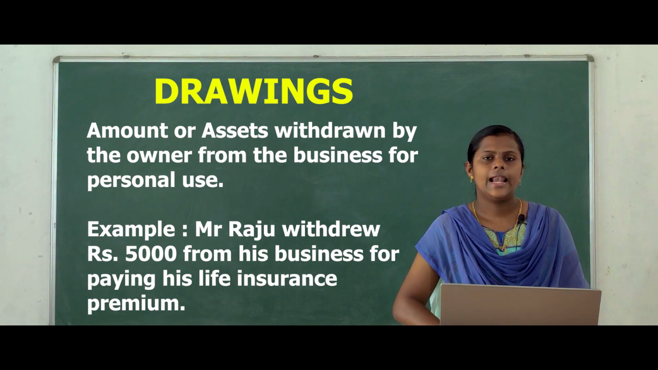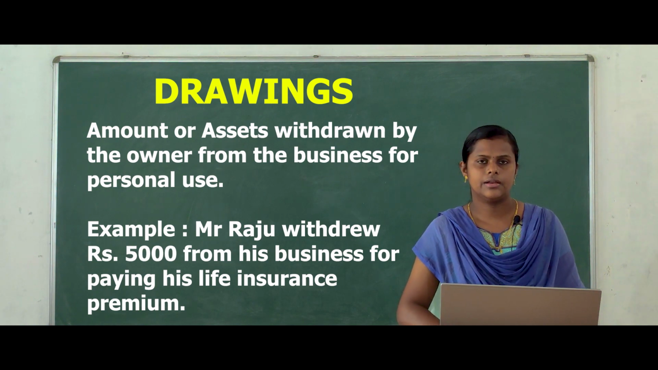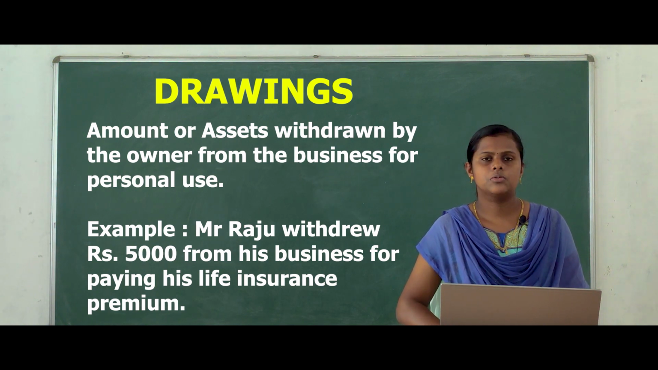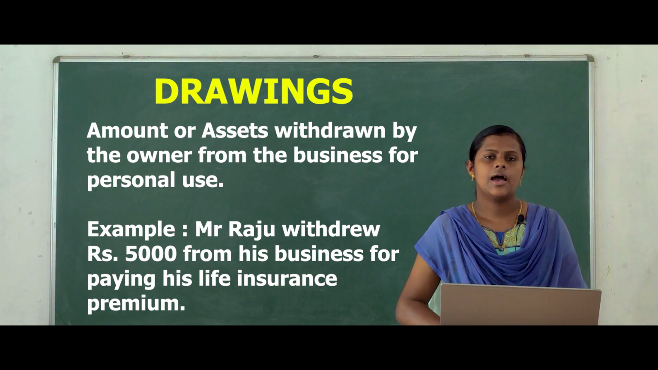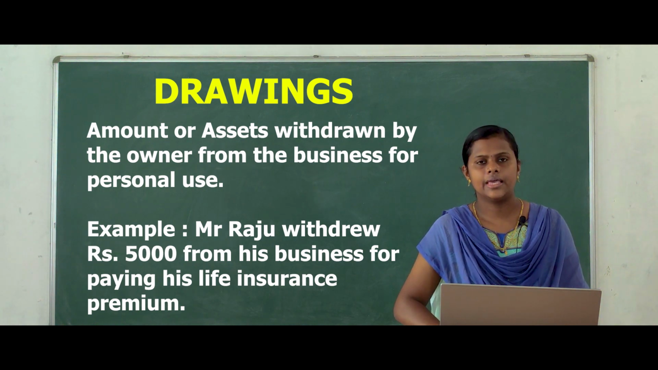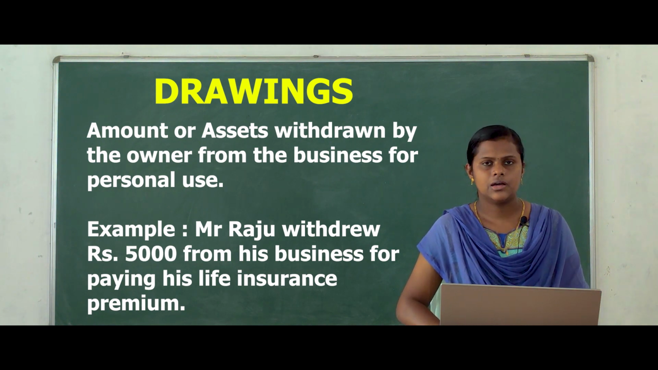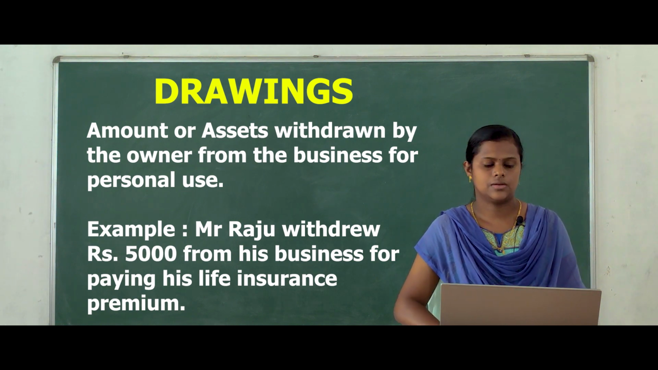In this case, life insurance premium is the personal expense of Mr. Raju. So, he withdrew rupees 5,000 from his business and it is used for paying the life insurance premium. So, here rupees 5,000, that is the cash rupees 5,000, is called as the drawings of the proprietor.